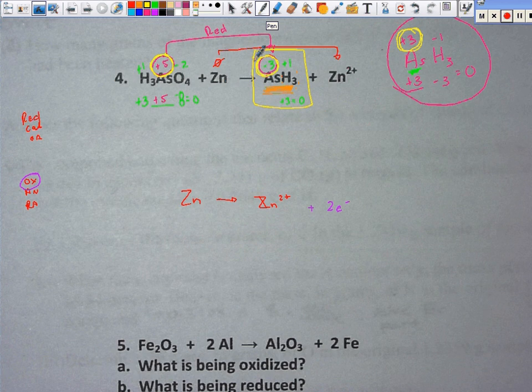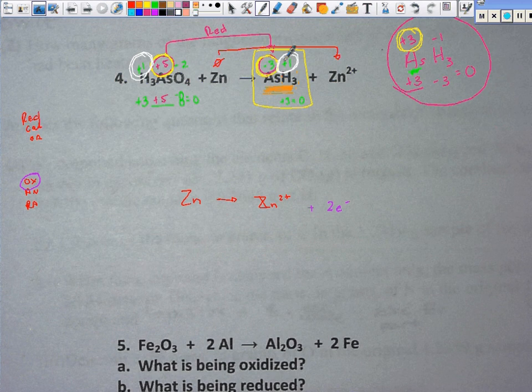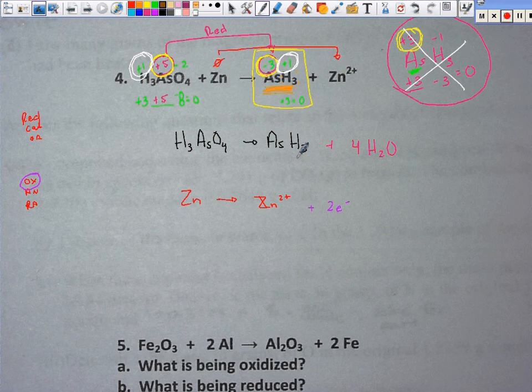So we have H3AsO4 going to go to AsH3. So now I'm going to need some waters. So I need 4 H2Os. Well, that just gave me 3 + 8 hydrogen. So 3 + 8 is 11. And I already have 3. So that means I just need 8 H pluses. Okay. So total charge on the left is neutral. Total charge on the right is 8 positive. So I need 8 electrons.